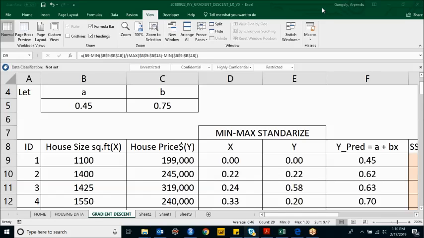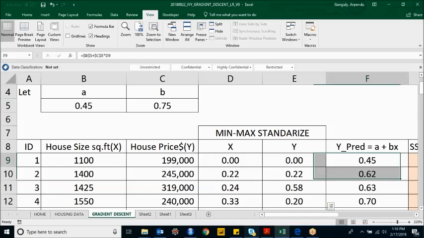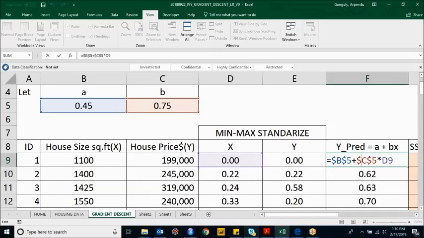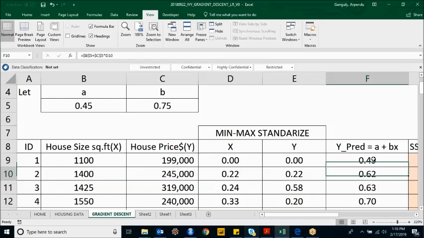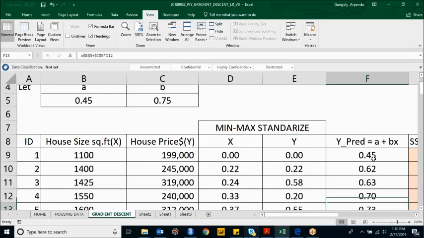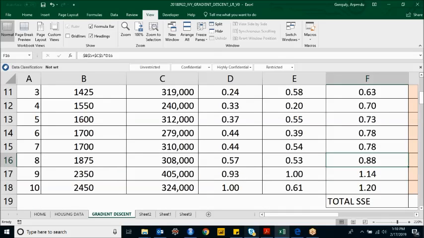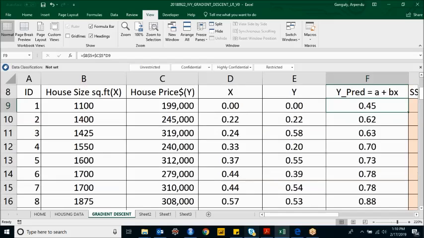Sorry, guys. So now, what is my next role? The next role is basically to predict my y. So how can I predict my y? Y predicted is basically a plus b x, right? So a is this, b into x. So that is my y predicted. So for every x, I have got my y predicted, right? Clear? Online guys with me?